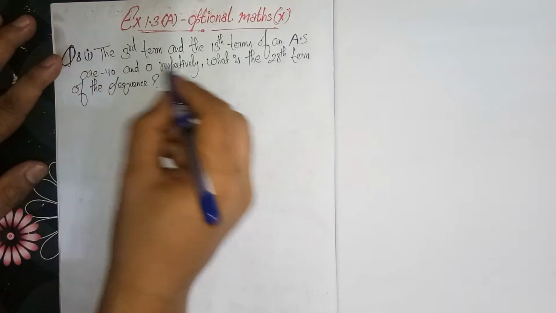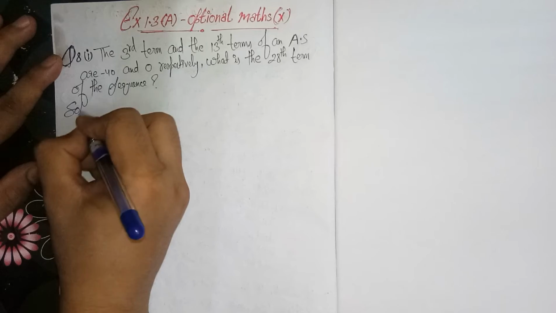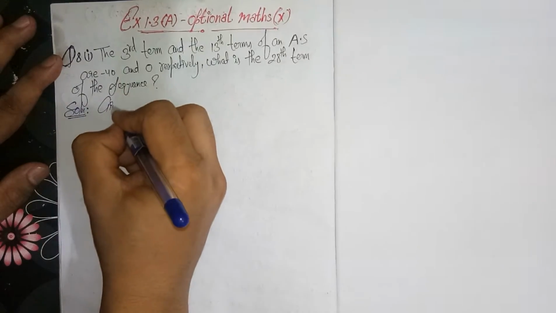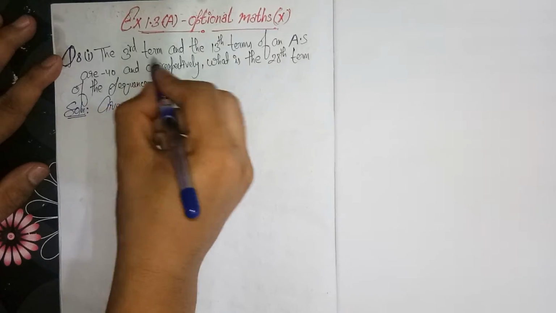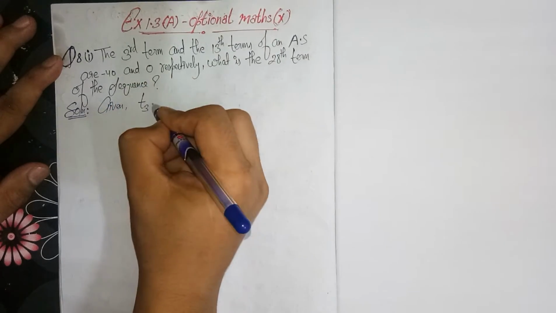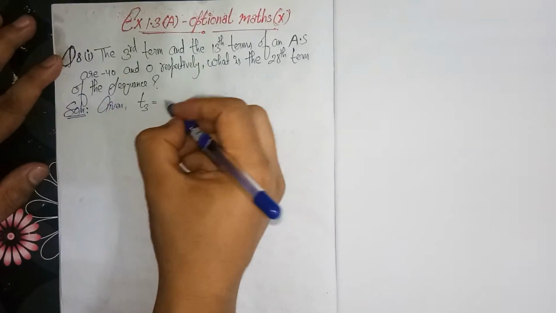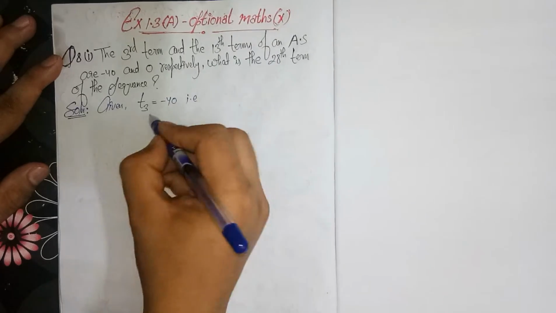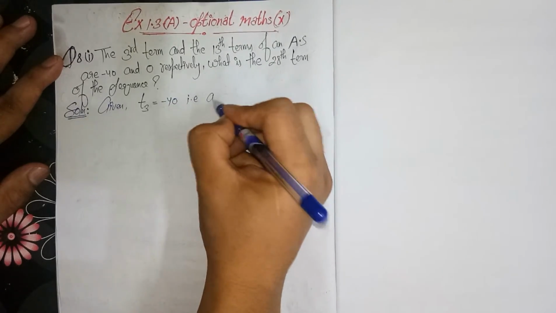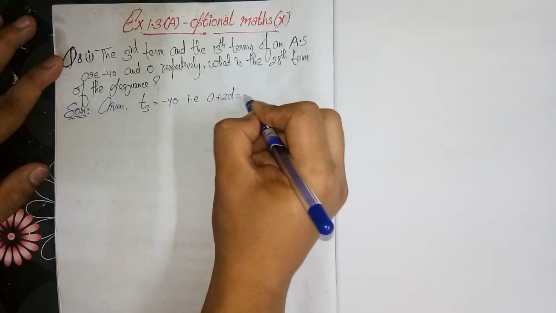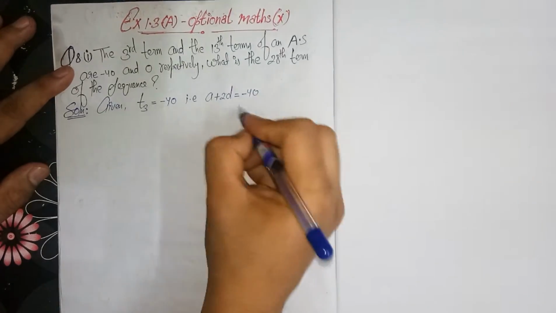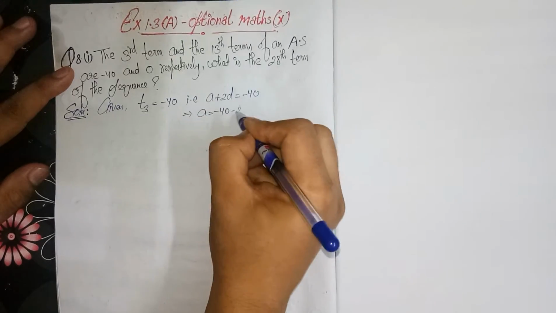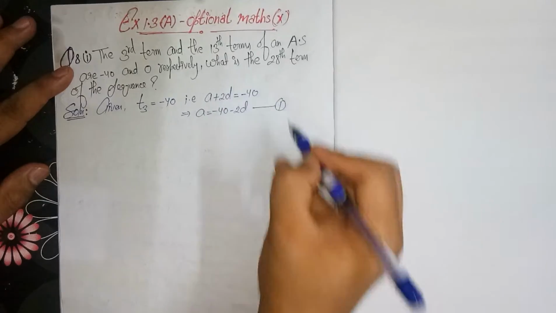That means what is given is solution. First thing is we have to write what is provided. Given, this is third term, t3 is equals to minus 40. That is, in place of t3 we can write a plus 2d equals to minus 40, implies a is equals to minus 40 minus 2d, right? So this is the value of a.